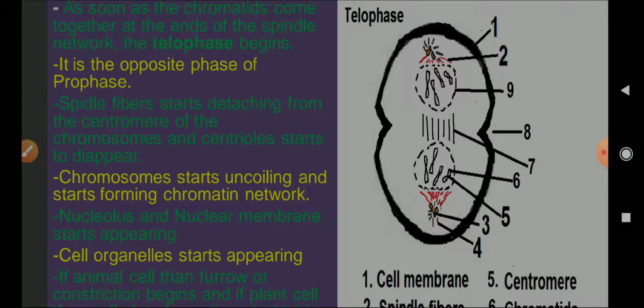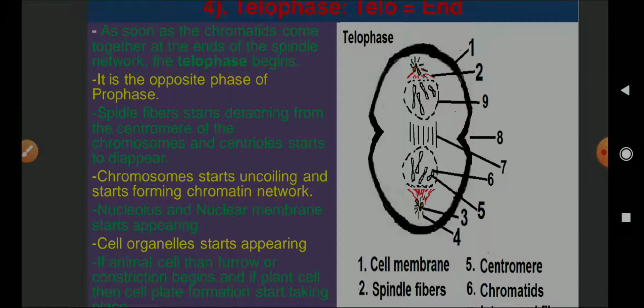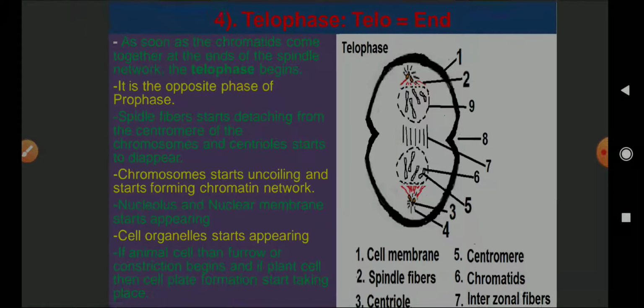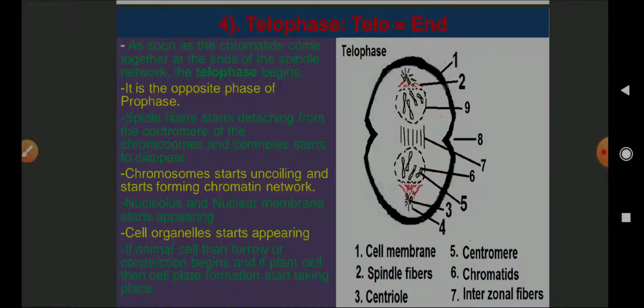Here in telophase, spindle fiber starts detaching and disappearing. The nucleolus was disappearing in prophase. Here it is going to appear. Nucleolus and nuclear membrane start appearing. Cell organelles start appearing. If it is an animal cell, then you can see a furrow will start taking place, constriction will start taking place. But in the plant cell, cell plate formation occurs. Here I have shown only the animal cell.